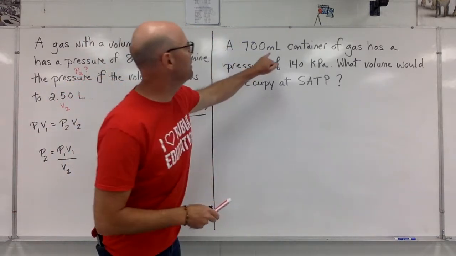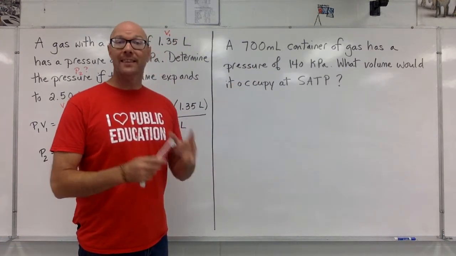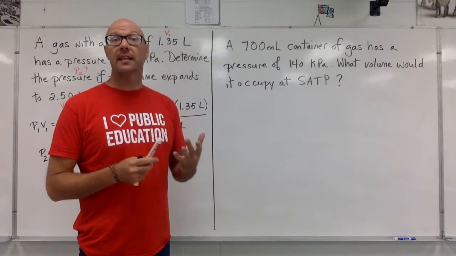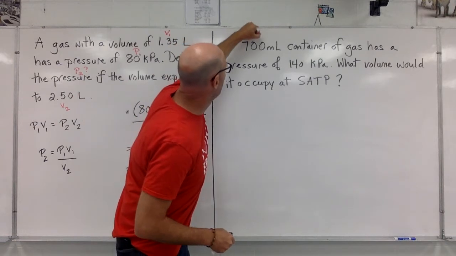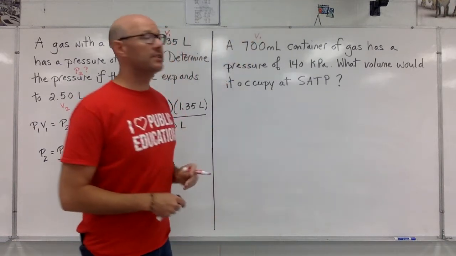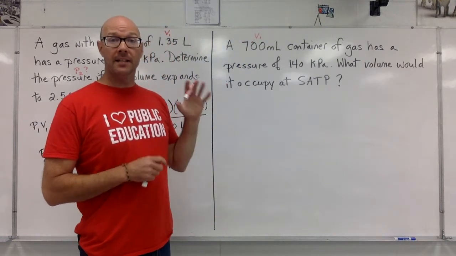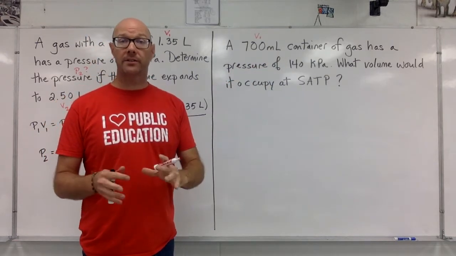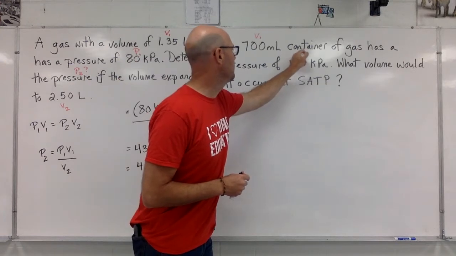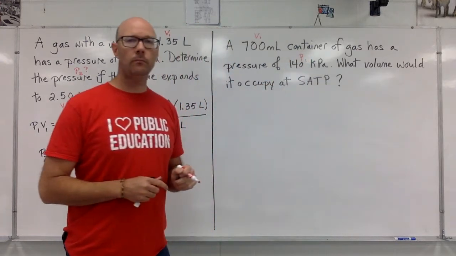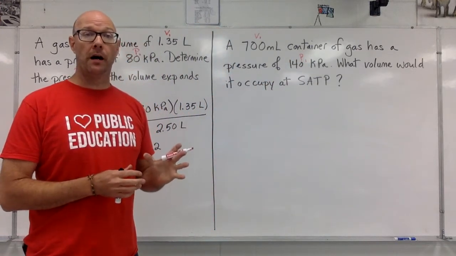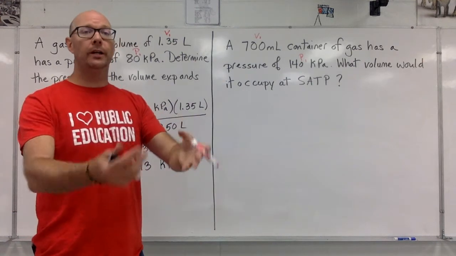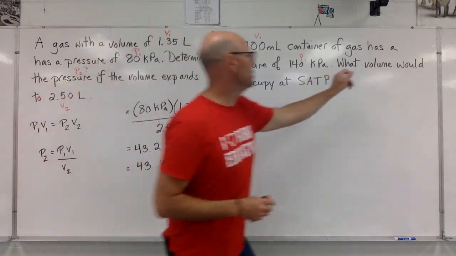A 700 milliliter container of gas. Oh, that's the volume. It's milliliters. That's the initial setup. V1, 700. And it's in the same sentence. It had a pressure of 140 kilopascals. That's P1. What volume would it occupy? Oh, what volume would it occupy? That's V2.